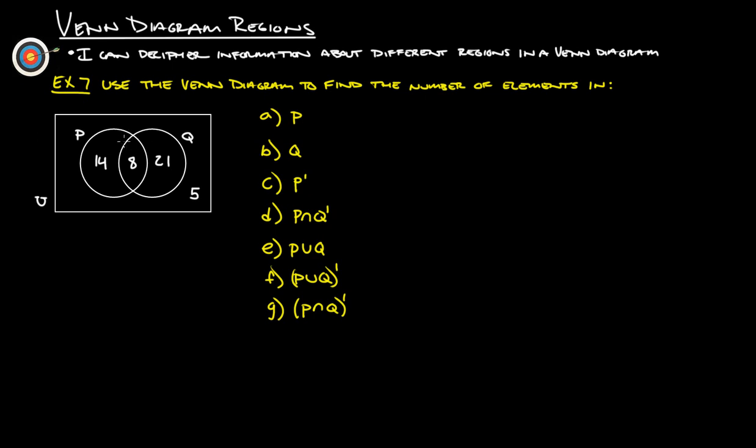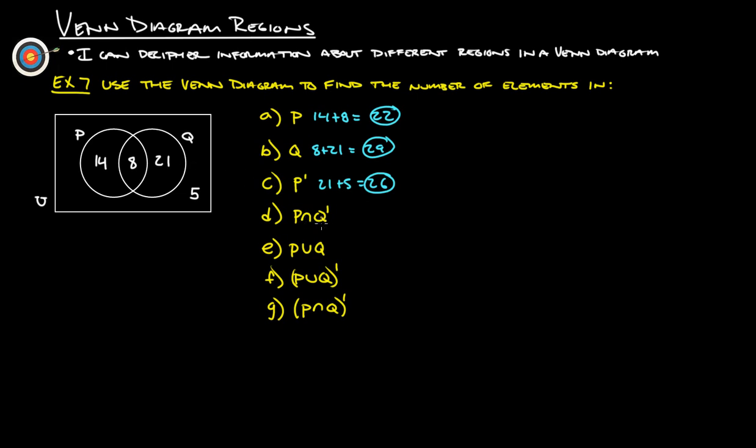Number of elements that are in P. So that would be everything in this region. So that is going to be 14 plus 8, which is going to give us 22 elements in P. All right. For Q, it's 8 and 21. So that would be 8 plus 21, which is going to give us 29. Okay. P prime, it's everything that's not in P. So here's P, it's everything else. That's the 21 and the 5, which gives us 26 elements.